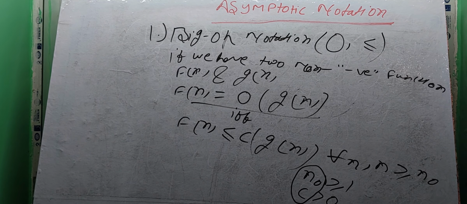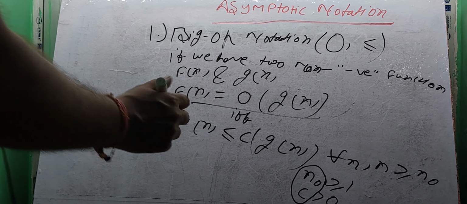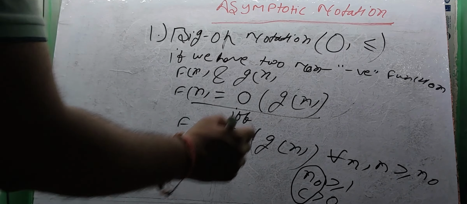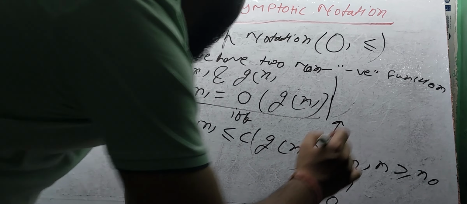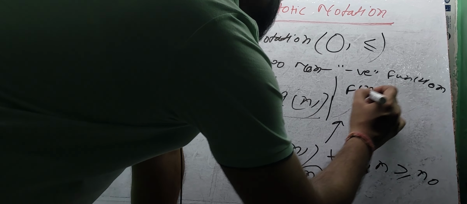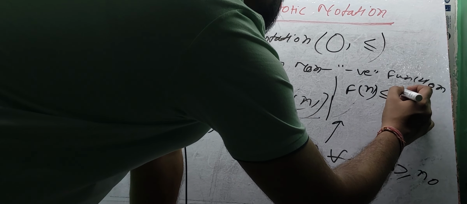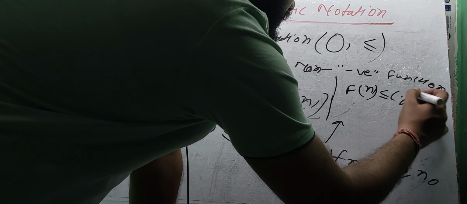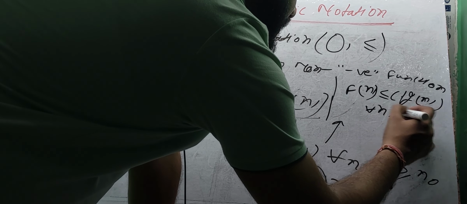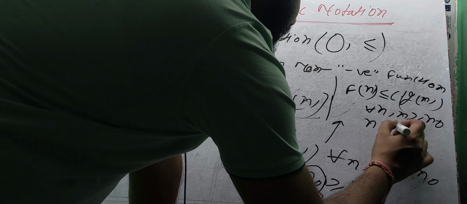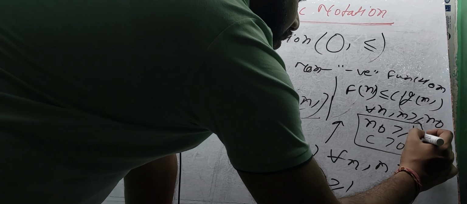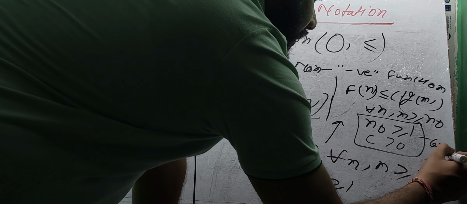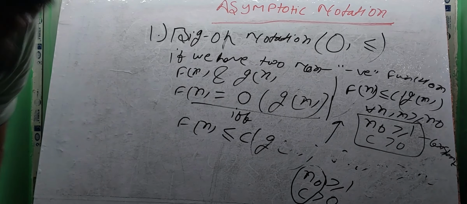Okay, now we will see one or two examples. Now take f of n as, we will write this same thing here, as I need some space to write the example also. f of n is lesser than equal to c dot g of n for all n greater than equal to n naught, and n naught is greater than equal to 1, and c is greater than equal to 0, and these are two constants.